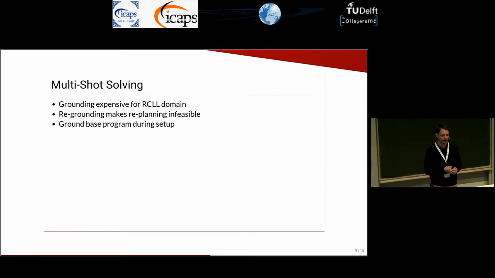I already said that grounding is really the expensive part in the RCLL domain, which prevents us from doing full replanning cycles over the game. So grounding can easily take between 30 and 60 seconds. If you have a total game time of just 15 minutes, it's just not feasible to plan all that often. So we ground only the base program during the setup, as I showed before, and this is where most of the expensive parts are done and where lots of things are actually grounded.